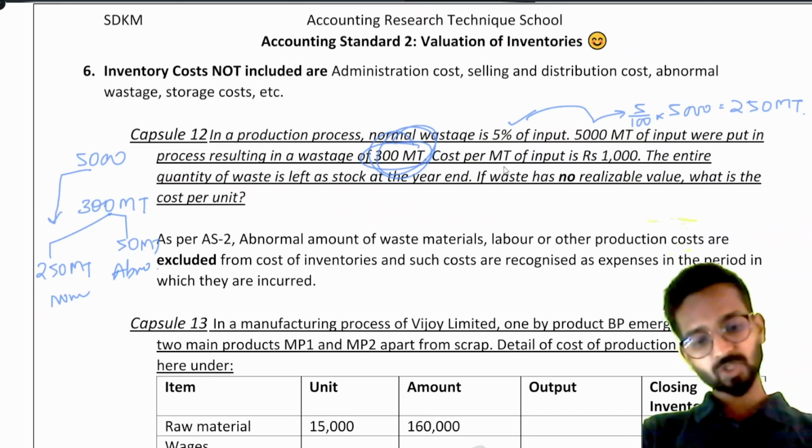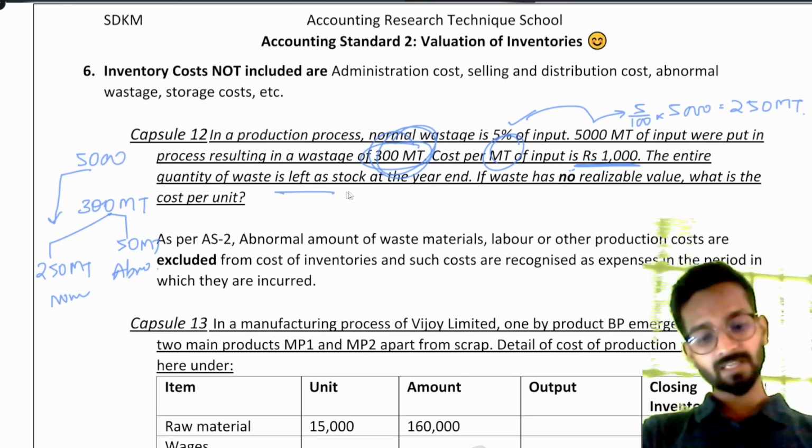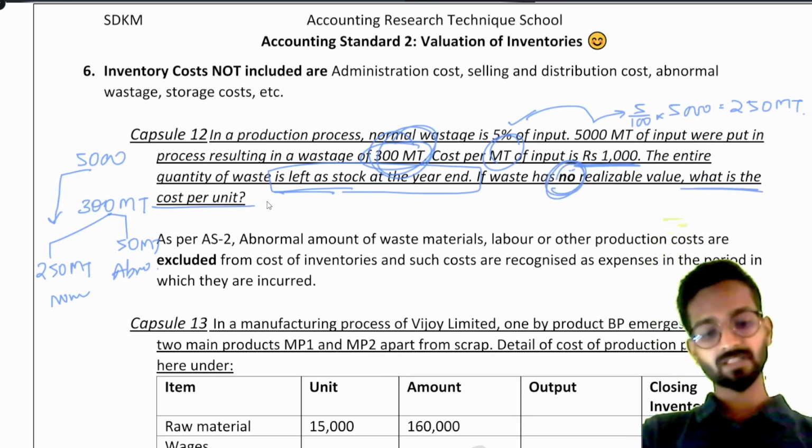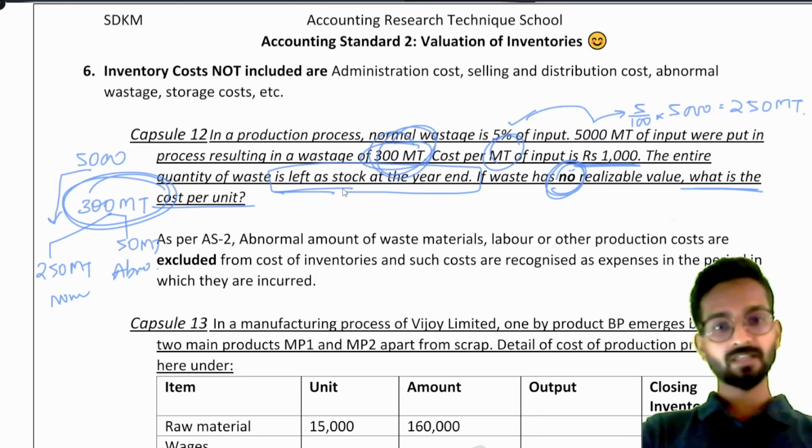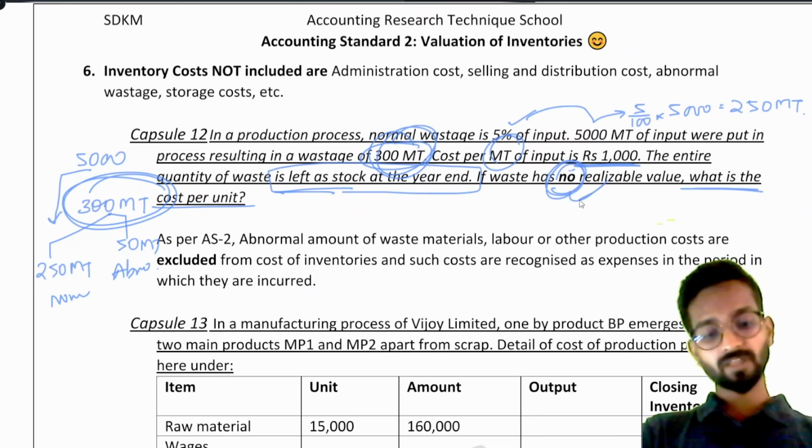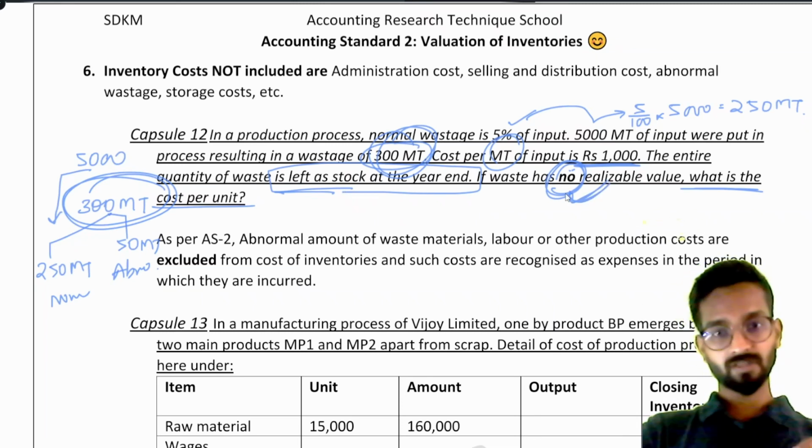See, cost per metric ton of input is rupees 1000, okay. The entire quantity of waste is left as stock at the year end. If waste has no realizable value, what is the cost per unit? They are saying that the entire quantity of waste is left. It means the 300 metric ton is in our stock, but it has no realizable value only. Now, what is the value per unit?